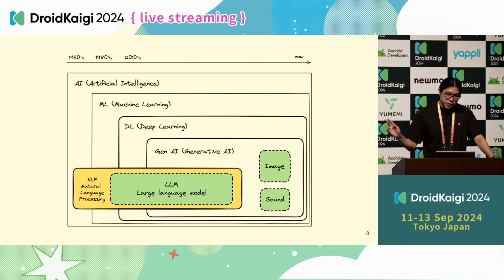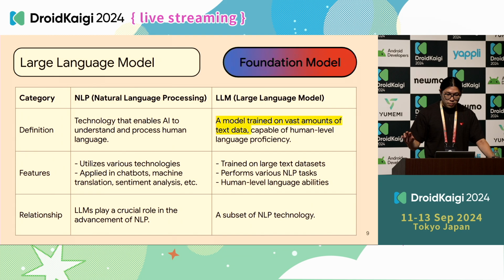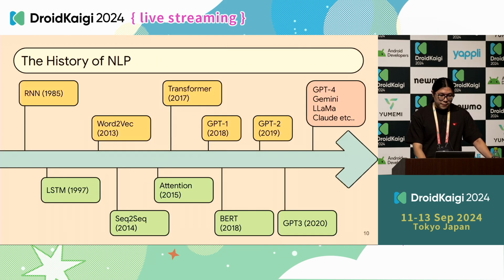This picture shows the difference between AI, machine learning, and deep learning. As you know, generative AI is a part of deep learning technologies. LLM is a large language model that is a part of natural language processing. I'd like to sum up the difference between NLP and LLMs. The key point to note here is that LLMs are a subset of NLP and are large language models pre-trained on an enormous amount of data. And here is the history of NLP.